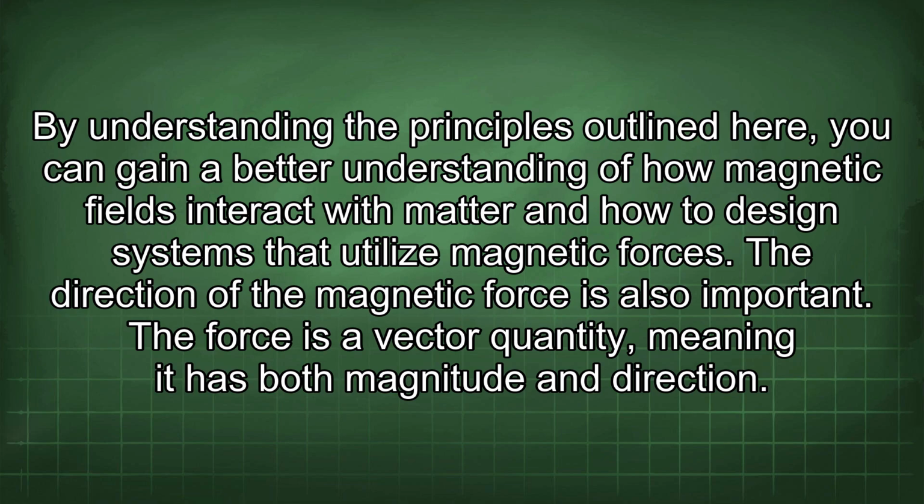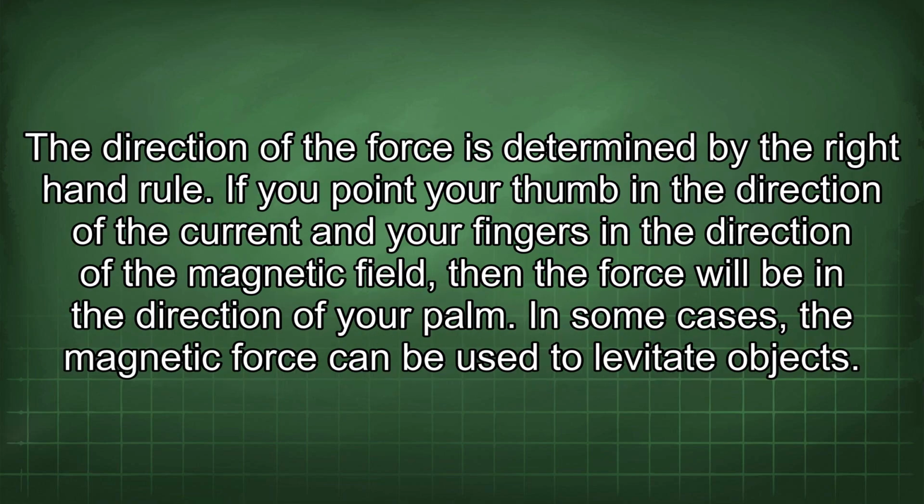The direction of the magnetic force is also important. The force is a vector quantity, meaning it has both magnitude and direction. The direction of the force is determined by the right-hand rule. If you point your thumb in the direction of the current and your fingers in the direction of the magnetic field, then the force will be in the direction of your palm.